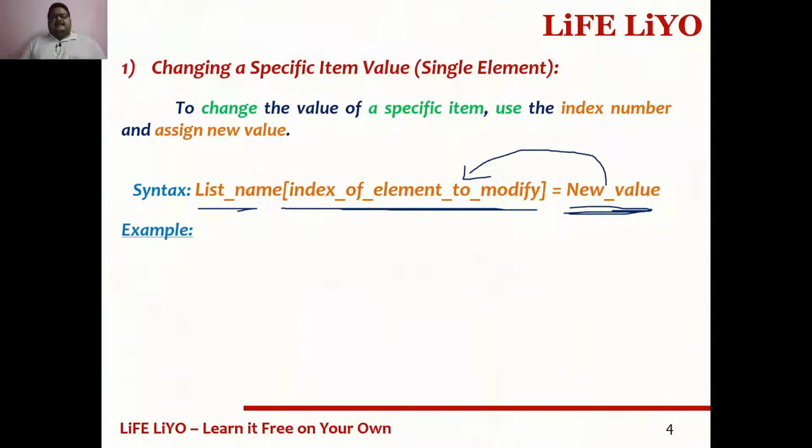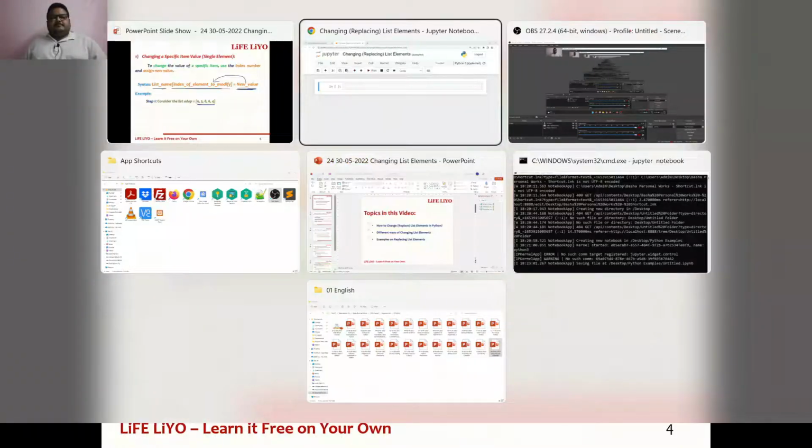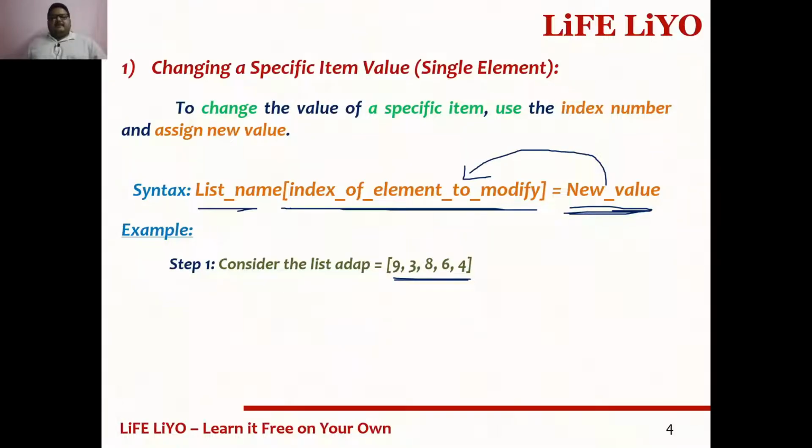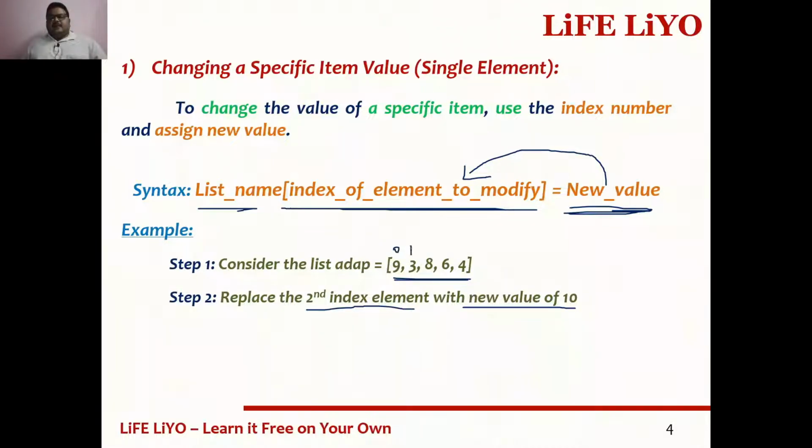Let us take an example. Consider the list adapt of 9, 3, 8, 6, 4. That means we have to create a list with these numbers. adapt equal to 9, 3, 8, 6, 4. Good. Replace the second index element with a new value of 10. What are the indexes of this list? 0, 1, 2, 3, 4.